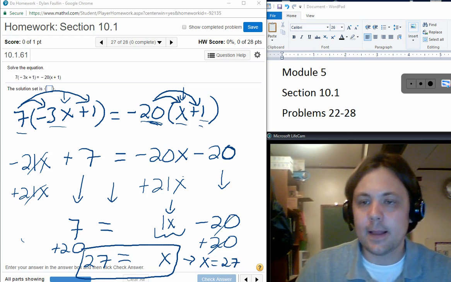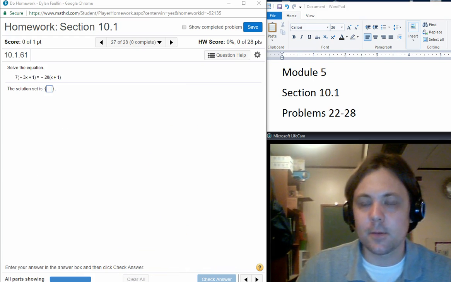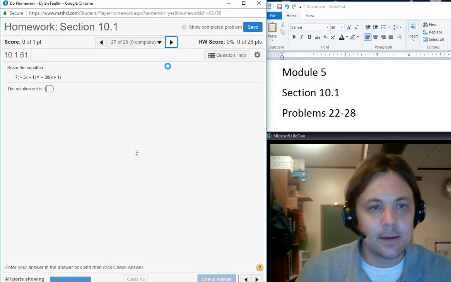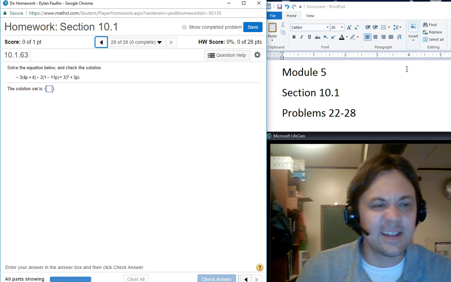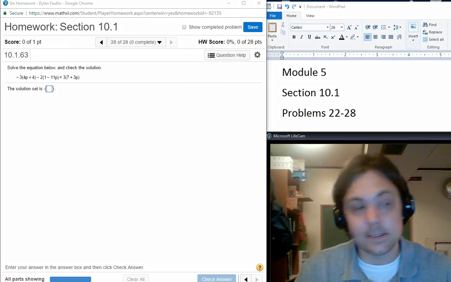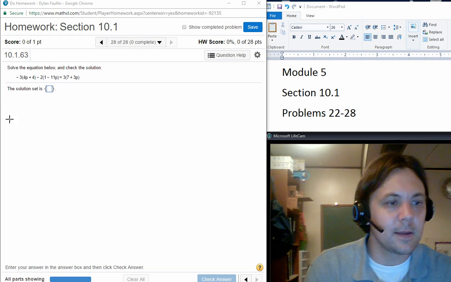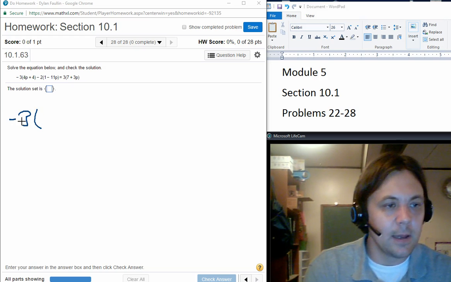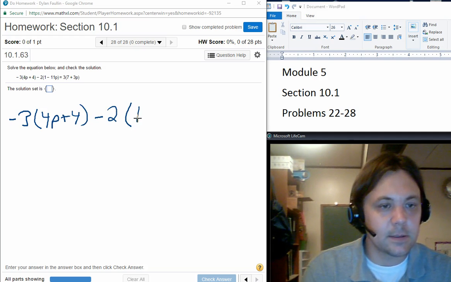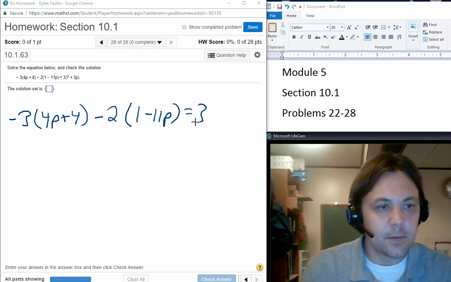All right, last problem. Let's take a look at this one. Hopefully it's not too crazy. And it's not too bad. There's 3 parentheses instead of just 2 like we've been dealing with, but we'll deal with it in the same way. We have negative 3 times (4p plus 4) minus 2 times (1 minus 11p) equals 3 times (7 plus 3p).